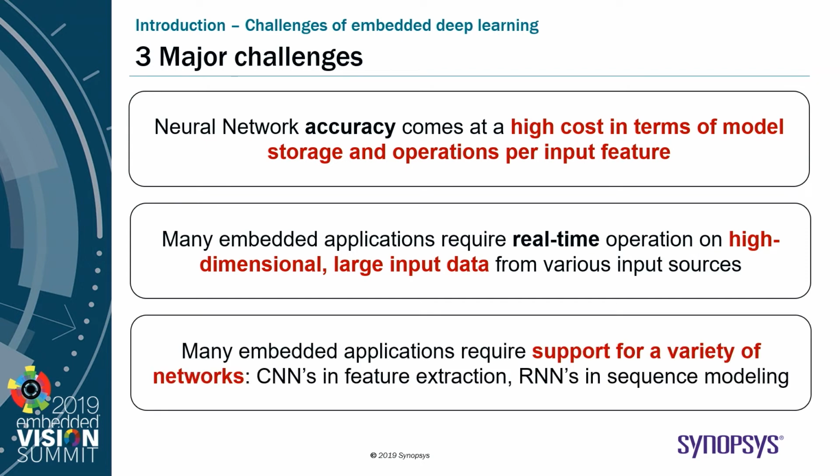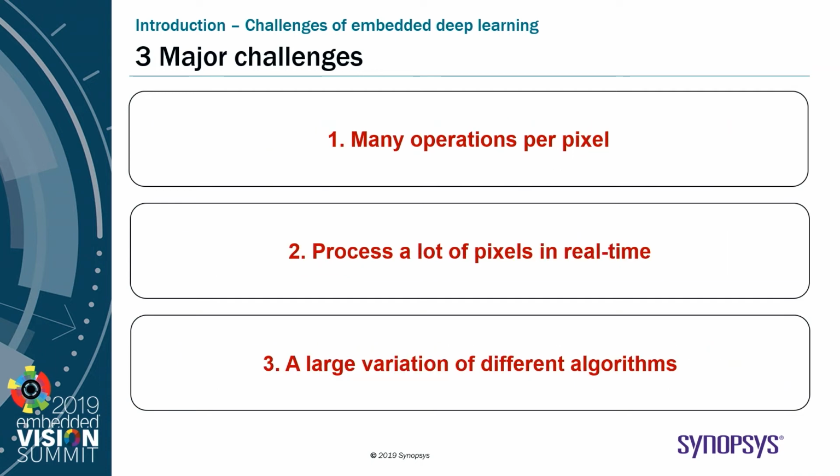So usually these 2 challenges are tackled by making specialized hardware, but in deep learning we cannot fully specialize because typical applications still require support for a large variety of algorithms with different types of data flows and so on. So very briefly, the 3 major challenges in deep learning are that we require many operations per pixel, we have to process those pixels in real time, and we have to do that for a large variety of algorithms.